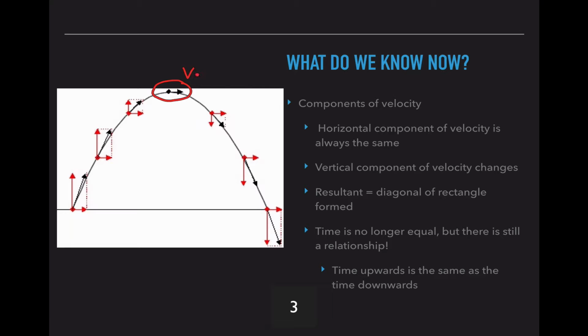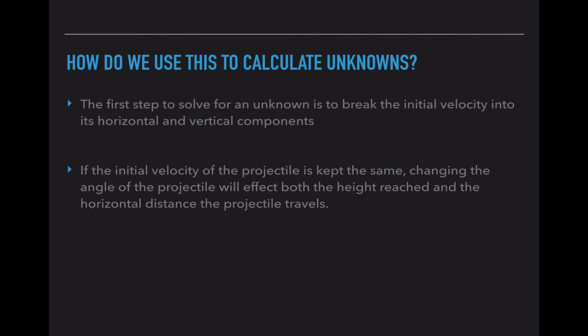And at the top of this path, we have another piece of information. For a millisecond, our velocity is 0 meters per second. That projectile hangs in the air without moving for a split second before it falls back down to the ground. Now, whether we use that as the initial velocity or the final velocity is up to us for a specific problem, but we know that at this point, the velocity has to be 0. So how do we use this to calculate unknowns?